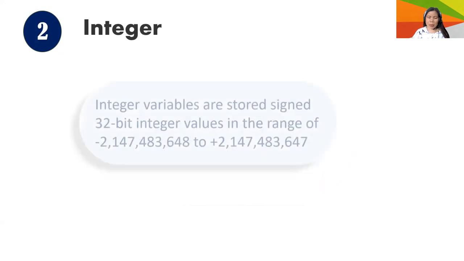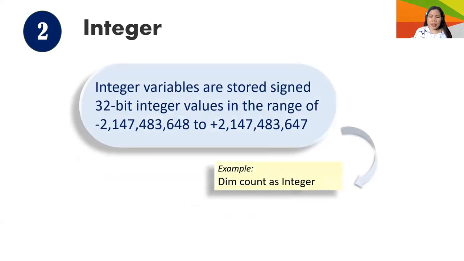Another data type is what we call Integer. Integer variables are stored as signed 32-bit integer values in the range of negative 2,147,483,648 to positive 2,147,483,647. Okay, so this is what we call the range of the Integer data type. For example, Dim count As Integer. Count here is the variable, and we declare it as an Integer variable.